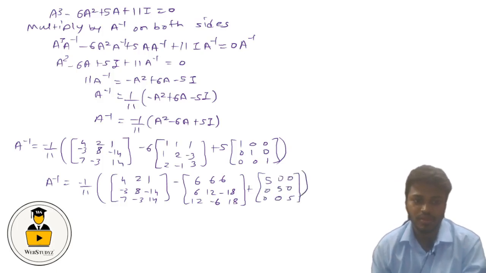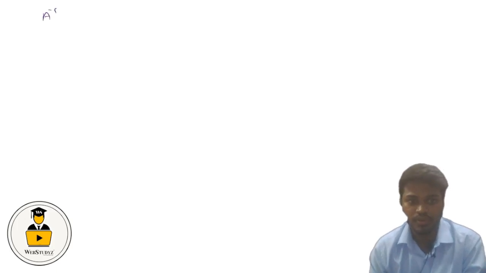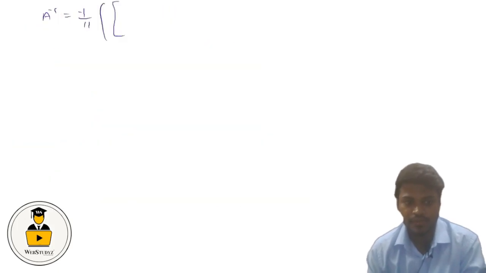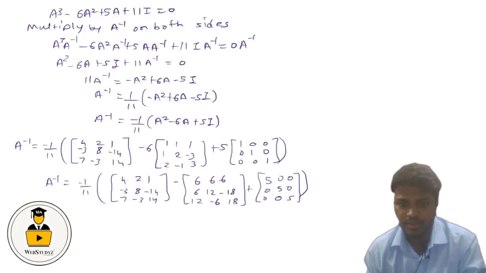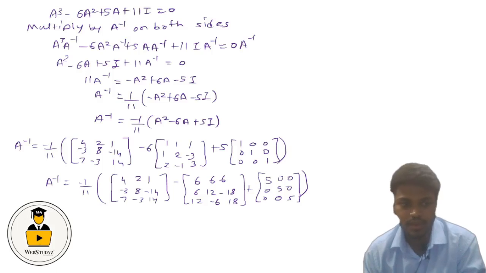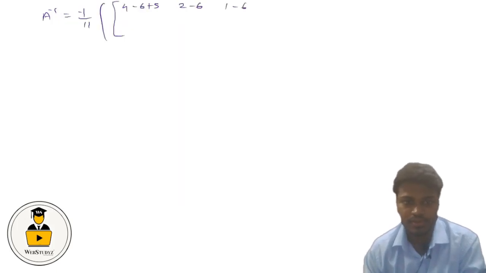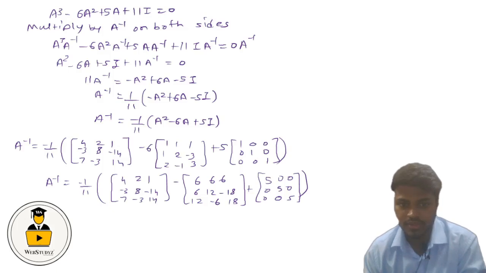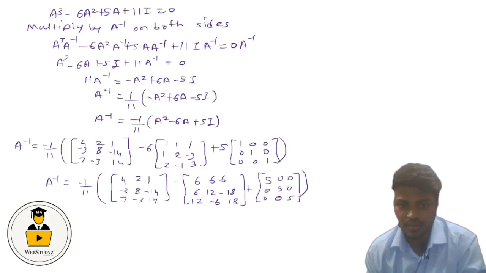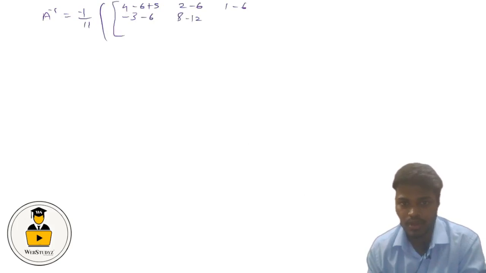If we simplify this further, we will get A inverse as 1 upon 11 times this will be 4 minus 6 plus 5. The next term will be 2 minus 6 plus 0. So this will be 2 minus 6. Then next term is again 1 minus 6. Then next term is minus 3 minus 6 0. So minus 3 minus 6. Next term will be 8 minus 12 plus 5.